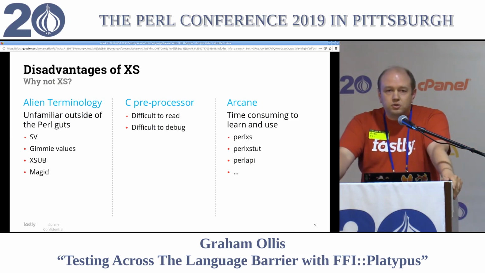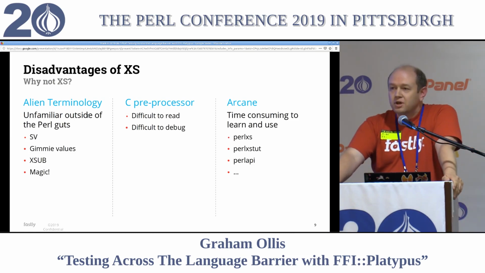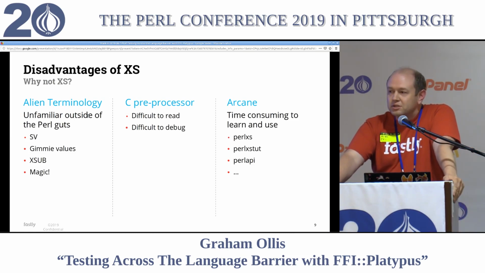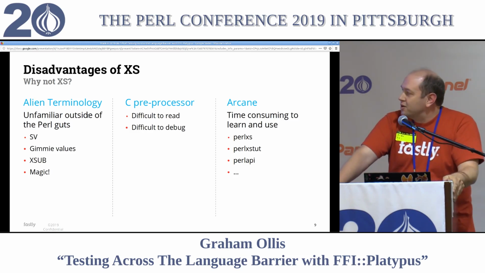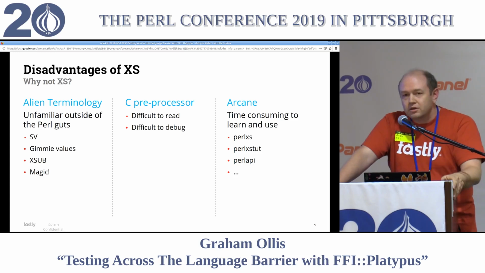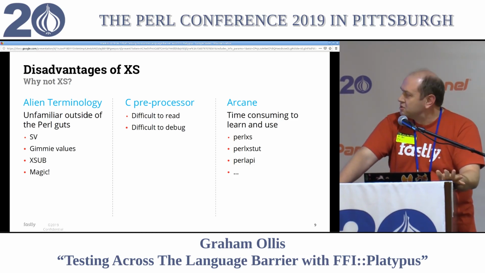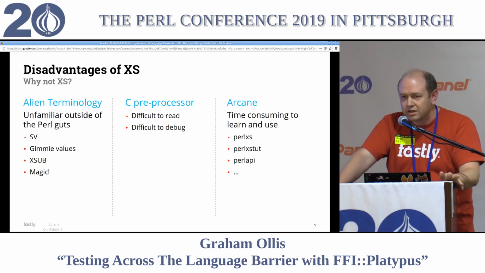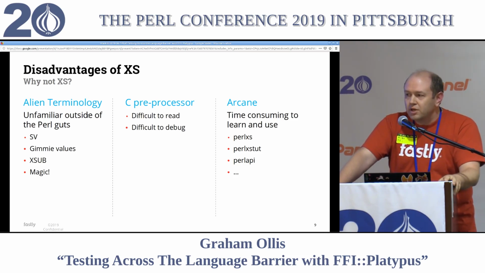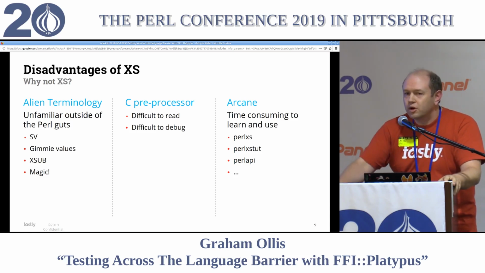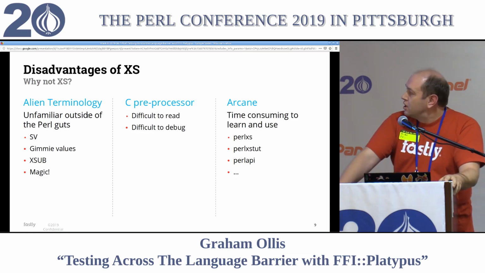So why wouldn't you want to use XS? Sawyer already mentioned that it's not the greatest API out there, but briefly, I find the terminology used by XS is a little alien. There are things like SVs and gimme values and XSUBs, and unless you're working in the core of Perl, you probably don't recognize that stuff.